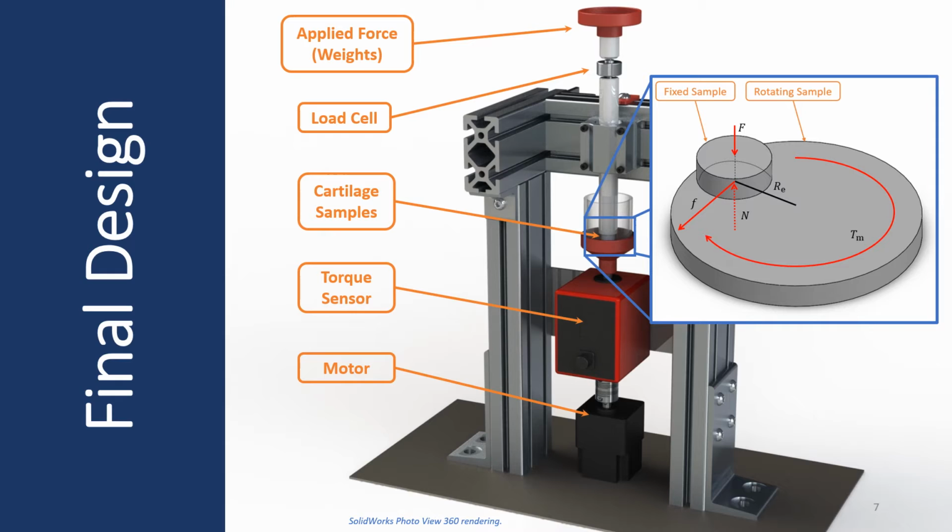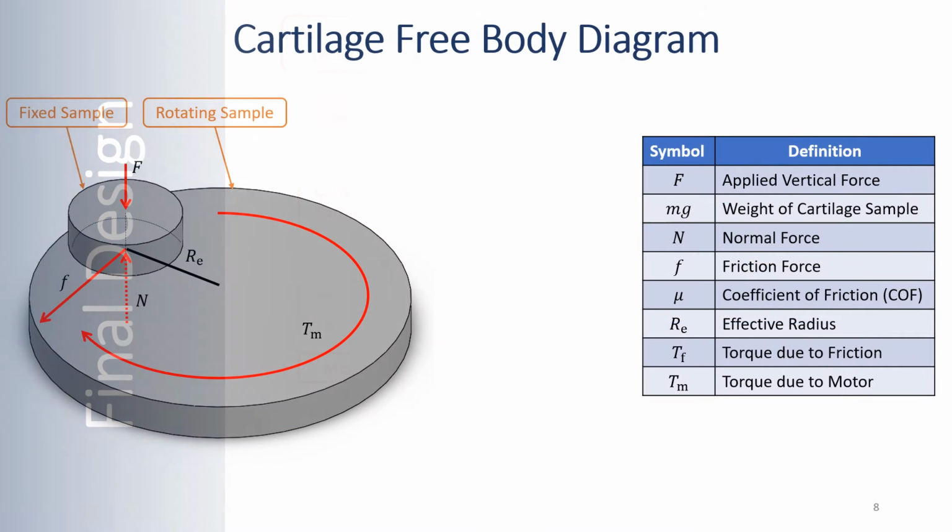We'll now take a closer look at the forces at play between the samples of cartilage to determine our governing equation for the coefficient of friction. This free body diagram shows the applied force and the equal and opposite normal force. A torque is created from the motor since the system is rotating. Since the fixed sample is offset from the center of rotation a certain distance, the effective radius, the friction force creates a torque in the direction opposite the motor.